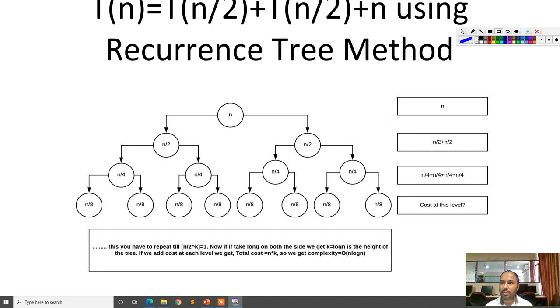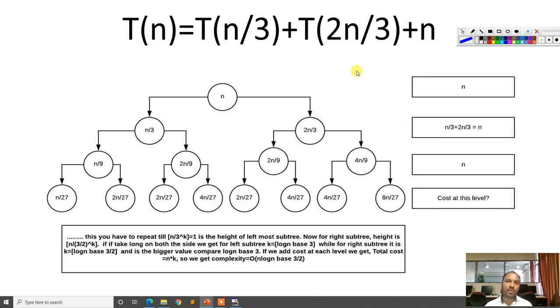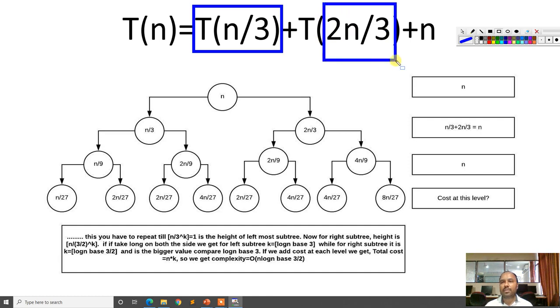Let us take one more example. It will make your idea even more clear. Here we are going to take a different example in which every time n will not be replaced with the same value. As a left child, n will be replaced with n divided by 3, and the right child will be replaced with 2n by 3, because our recurrence equation is such.